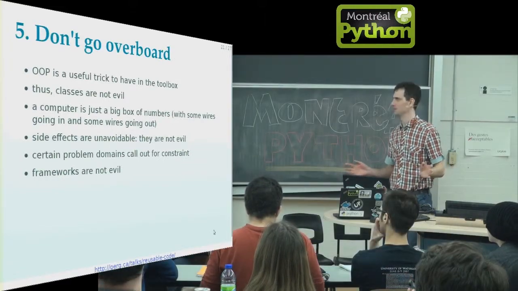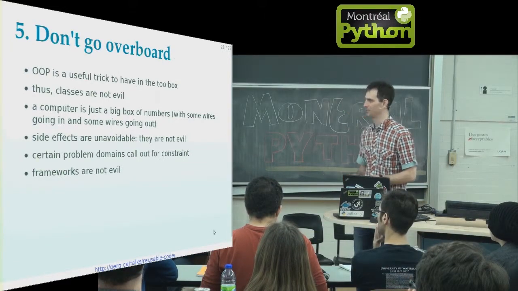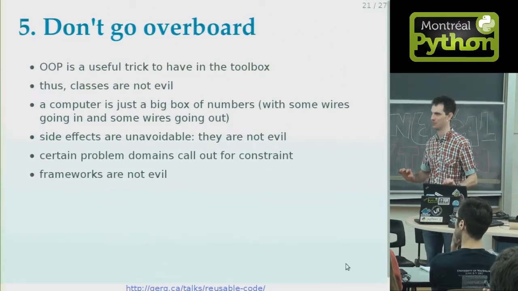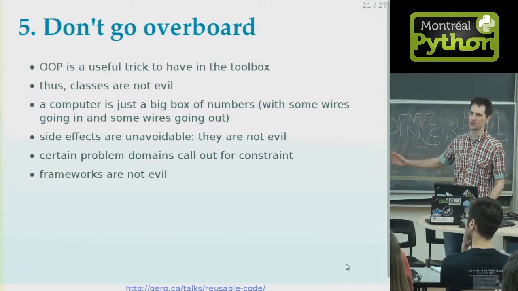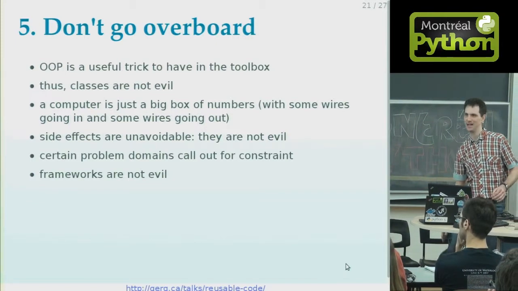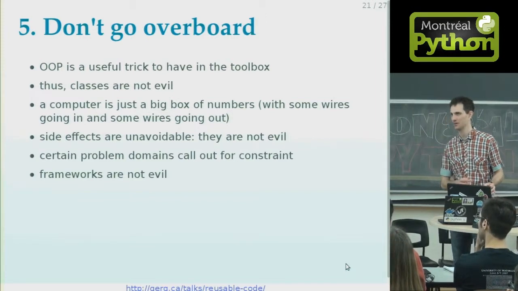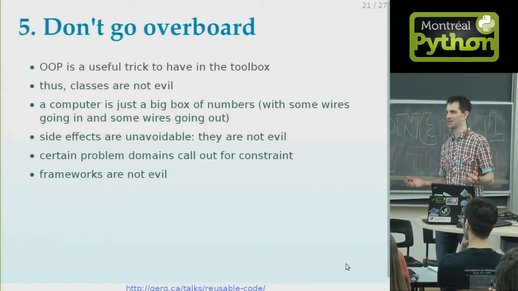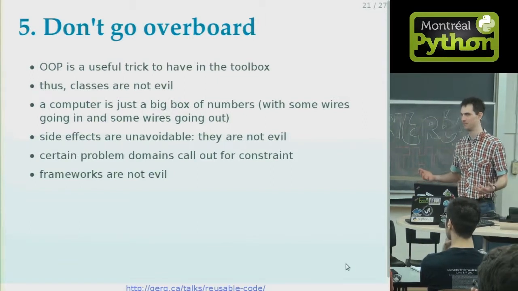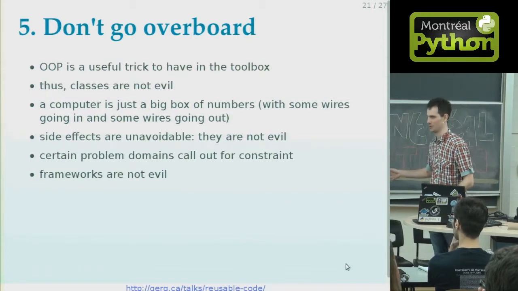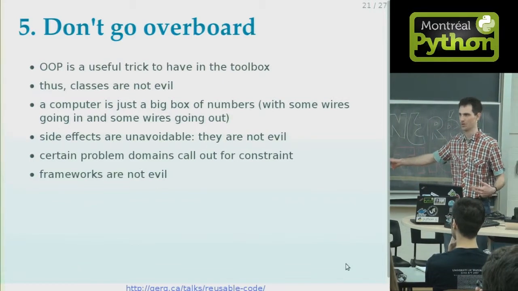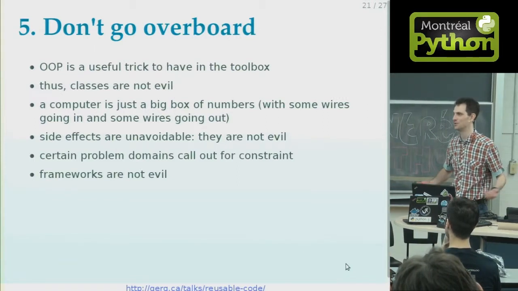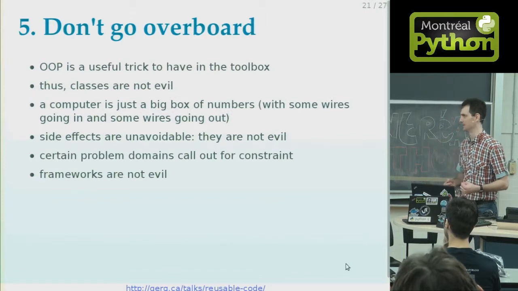Now, I've been kind of railing a little bit against object-oriented programming. I'm trying not to rail against side effects, railing a little bit against frameworks. None of these things are evil. Object-oriented programming is a fantastic trick to have in the toolbox. I would rather use a language with classes and objects than not. Side effects are unavoidable, right? Fundamentally, a computer is just a big box of numbers with some wires going in and some wires going out. Anytime you send a bit on one of the wires going out of the machine, like that screen there, that's a side effect. You can't compute without side effects, no matter what the Haskell people tell you.